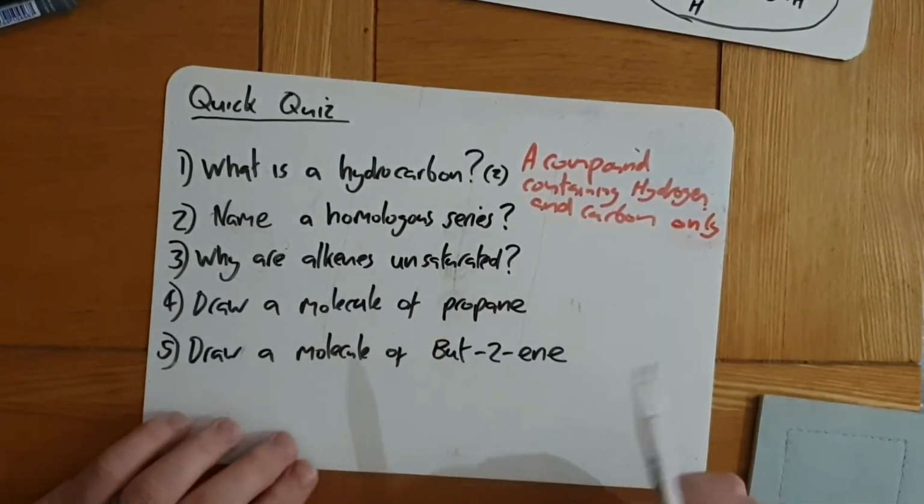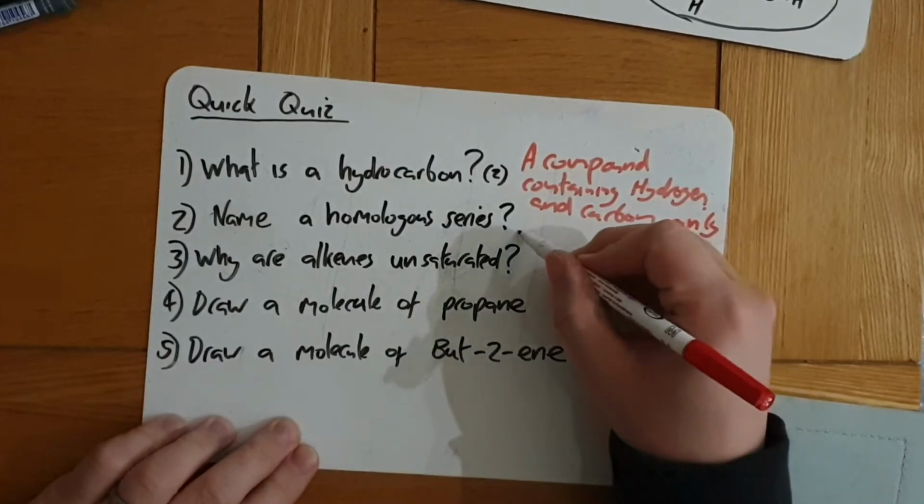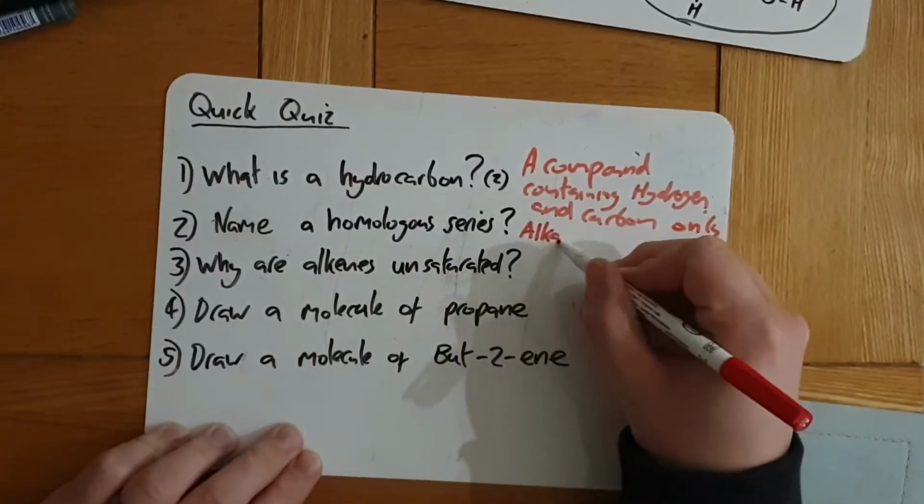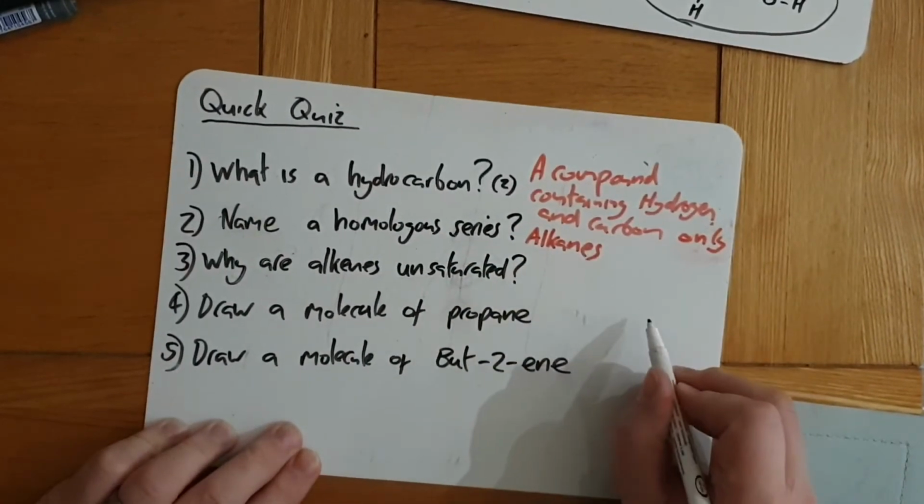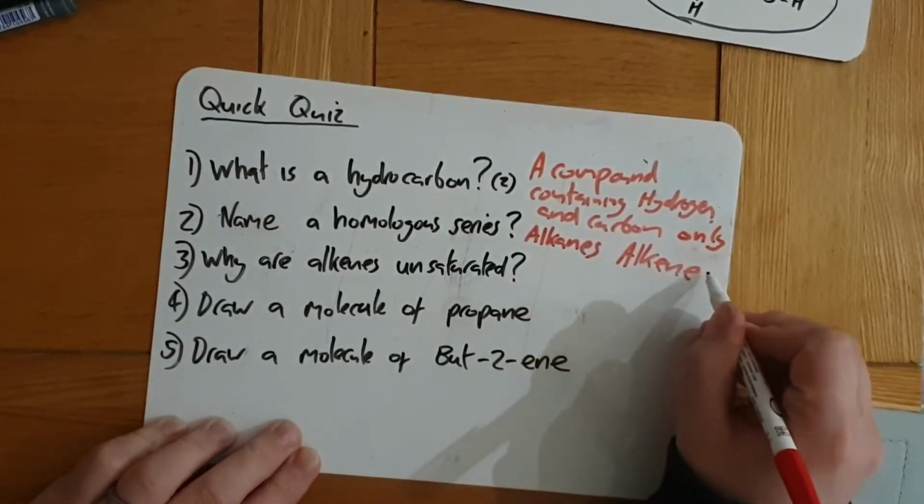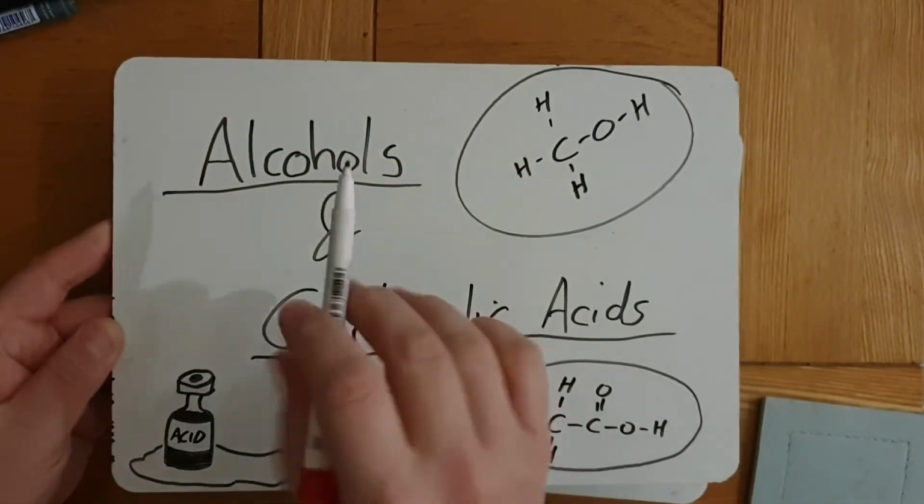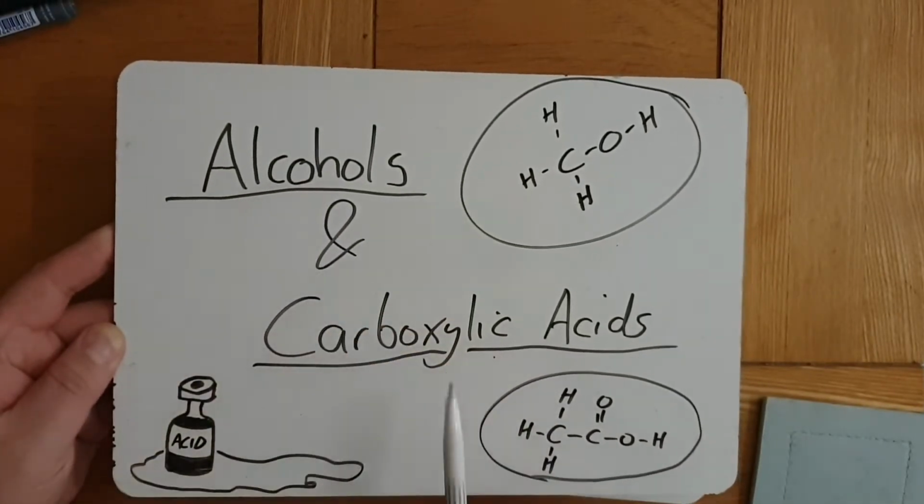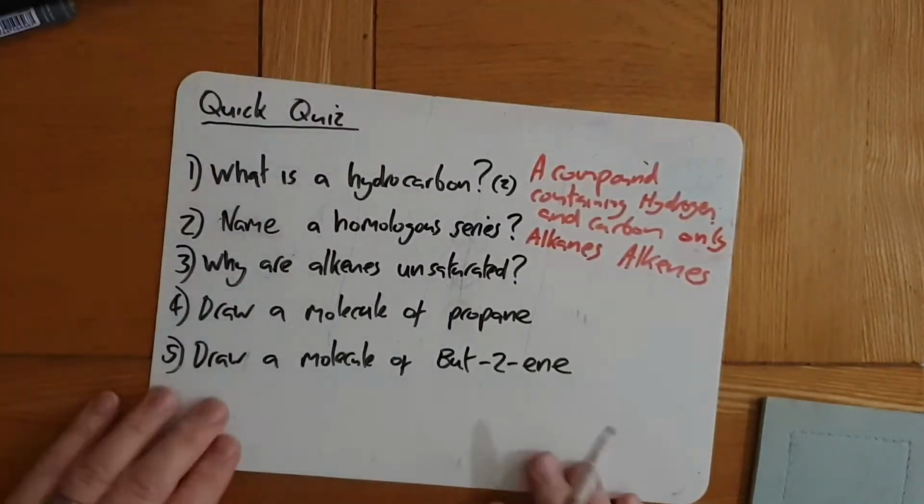Name a homologous series. So the ones that you've come across so far. Alkanes are an example of a homologous series. Alkenes are a different example of a homologous series. And we're going to learn about 2 more today, because alcohols are a homologous series and carboxylic acids are.